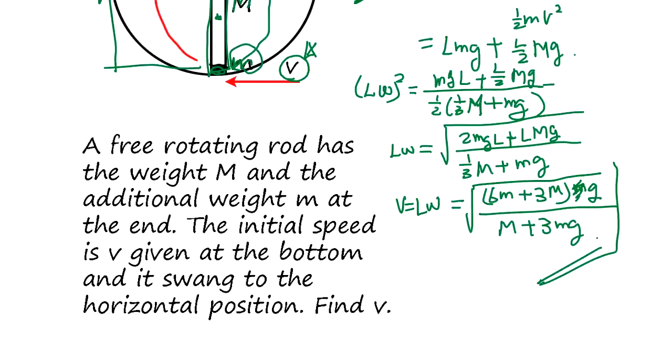Let's check the dimension. This is not correct. Where did this g come from? Oh, we don't need this g. So it's a mass divided by mass, and the g, this acceleration, under the square root, the dimension is incorrect. We forgot something, L. Okay, L here.